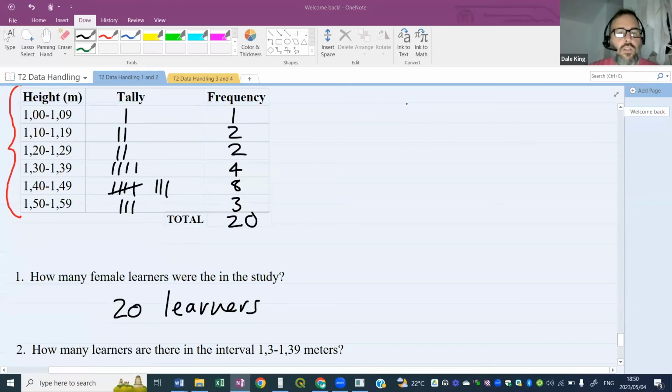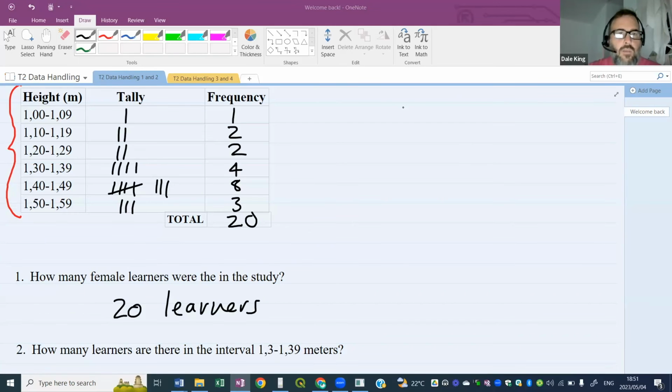How many learners are there in the interval from 1.3 to 1.39? Answers are coming in thick and fast. Good. Nice and easy. Very good. All right, 4. Easy to see because we've got a table now.